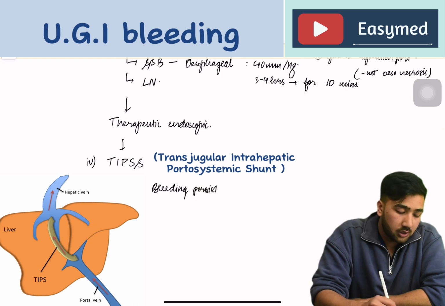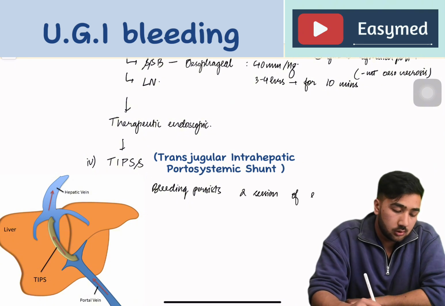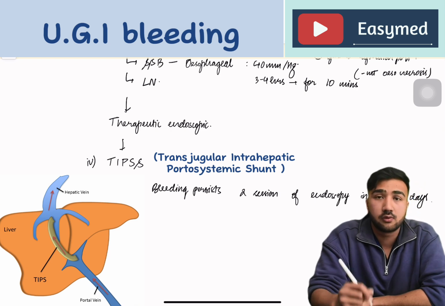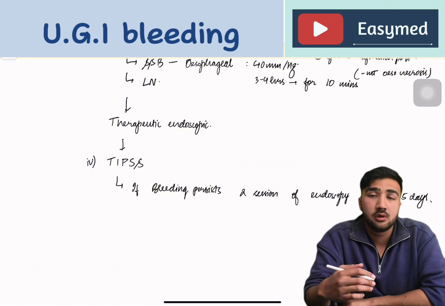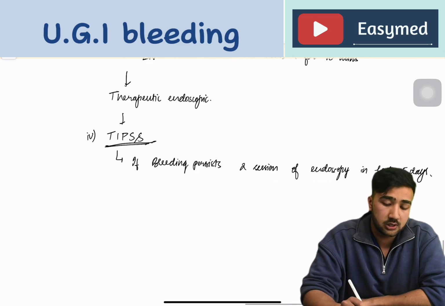even after two sessions of endoscopy in the last 5 days. So in the last 5 days, endoscopic treatment for the UGI bleeding has been done twice, but there is still UGI bleeding, then we have to go for transjugular intrahepatic portosystemic shunting.